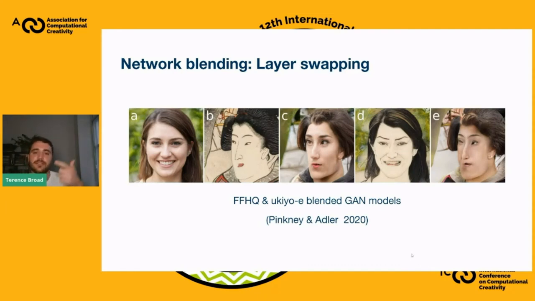And in D, we do the opposite. So we've got the spatial formation of photorealistic images, but the textural qualities of ukiyo-e images. So this is a different way of combining these models together.